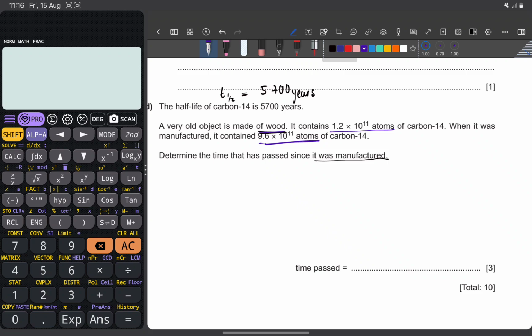Now, it's not only the activity that we say reduces by half. We can say the amount of things that are inside also reduces by half. Okay? So here, what are we having now? Let's say when it was manufactured, it was 9.6 times 10 to the 11. Now it is 1.2 times 10 to the 11. So the first thing we are going to do is see how many half-lives have gone, to get the time.